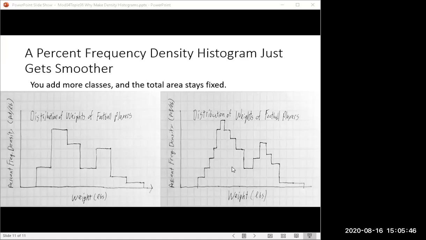So as you collect more data, that total area stays fixed. The thing is not getting taller or shorter. It's like a water balloon. You squeeze it one place, it's got to pop out somewhere else. But as you get more and more classes, the envelope on top of this histogram becomes smoother and smoother, and it'll approach some kind of a curve. If you could find a formula for that curve, then that would be the true distribution of the variable.